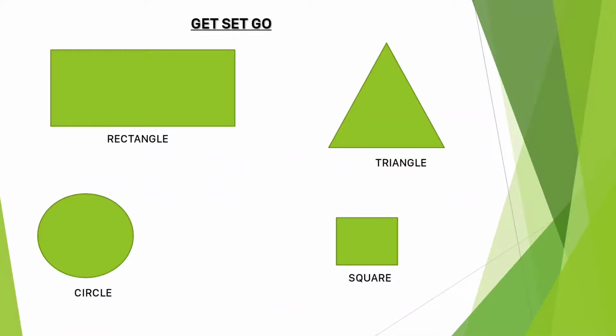Can you say the difference between the rectangle and square? Both the rectangle and square have 4 sides and 4 corners. But in the case of the square, all sides are equal. Okay, and in the case of the rectangle, two opposite sides are equal. Here these two sides are equal and the opposite two sides are equal. Okay, that is the difference between the rectangle and square.